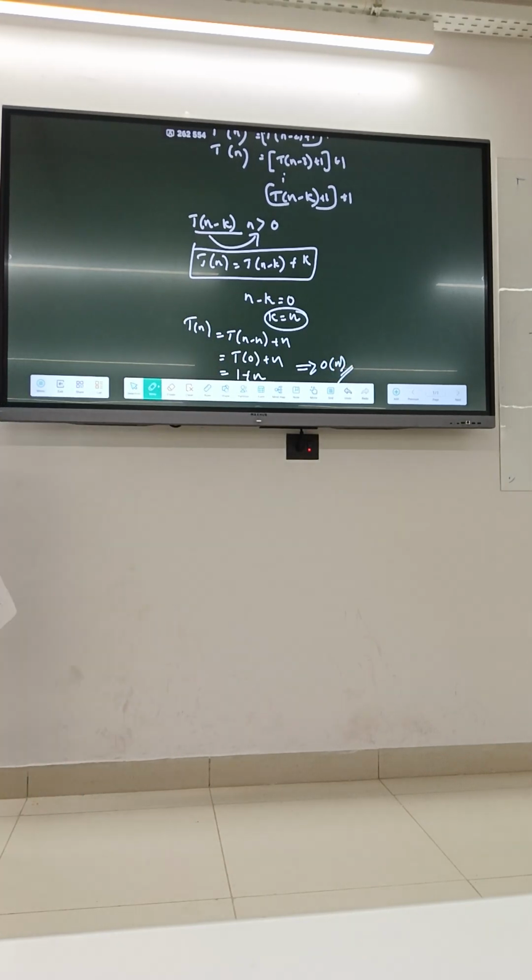What is this order of? So what did we get in the tree method? What is the value? O of n. So you will be getting the same. Even if you go with the backward substitution or even if you go with the tree tracing method, the answer is going to be the same.